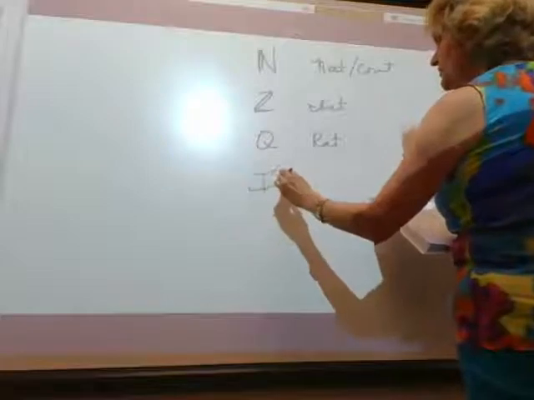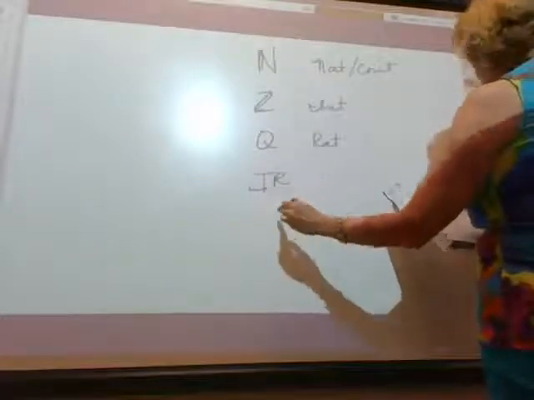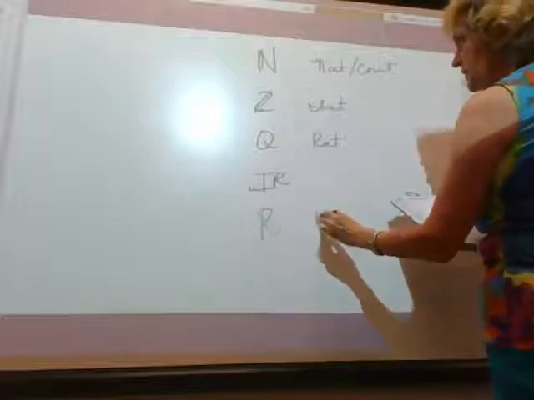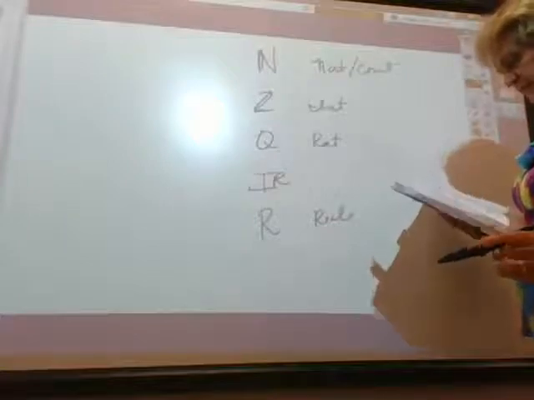For irrationals, I usually just do IR. And then R would be for the reals. Okay, so that's your symbolism.